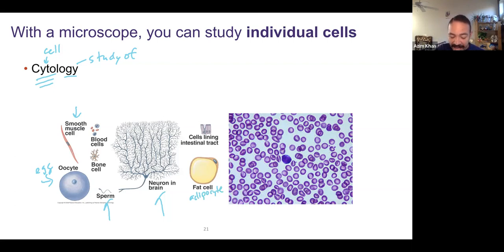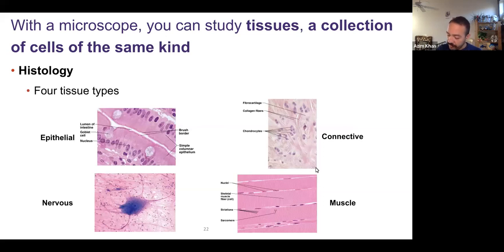Since we study anatomy, we rarely find cells separated from one another. The term for cells that are instead grouped together, that's a tissue. A tissue is a collection of cells of the same kind. When we study tissues, the term for the study of tissues is histology. So histo is referring to tissues. This is also like before with cytology, you need a microscope for this.